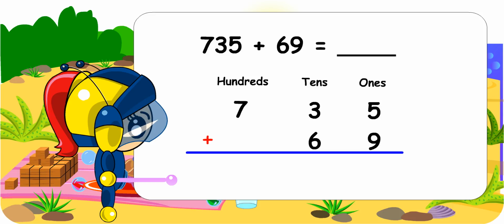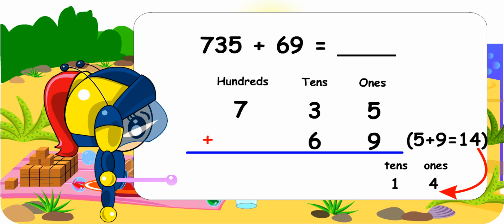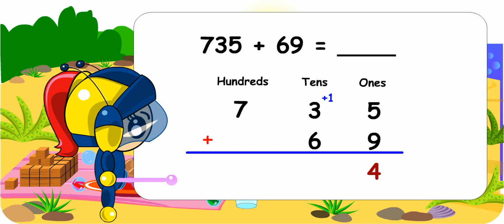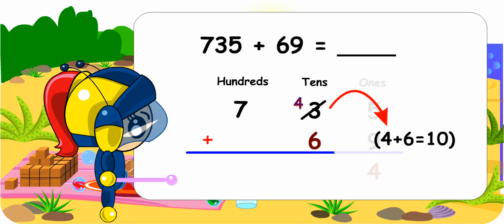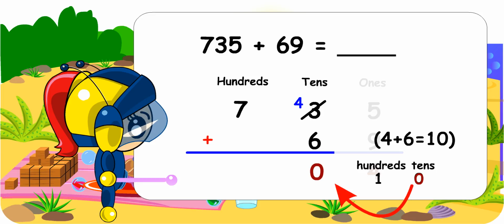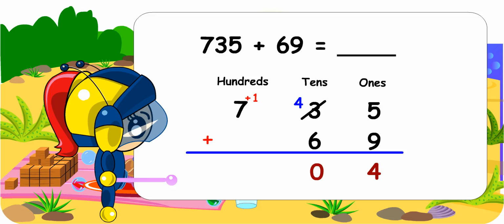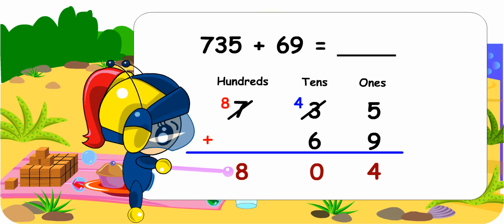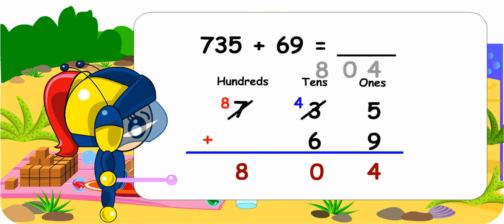Okay, let me try. First, I need to add 5 and 9 to get 14. Then, I rename 14 ones as 1 ten and 4 ones, and write 4 in the ones place. Next, I carry 1 ten over to the tens place and add 3 tens to it to get 4 tens. 4 tens plus 6 tens gives 10 tens, which is equal to 100. So, I write 0 in the tens place. Now, I need to carry 100 over to the hundreds. 100 plus 7 hundreds is 8 hundreds. The answer is therefore 804. Good job!